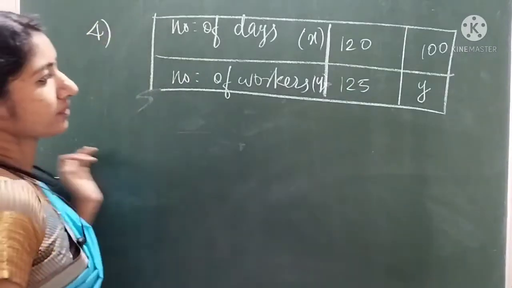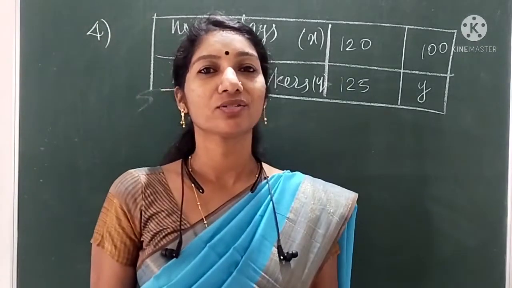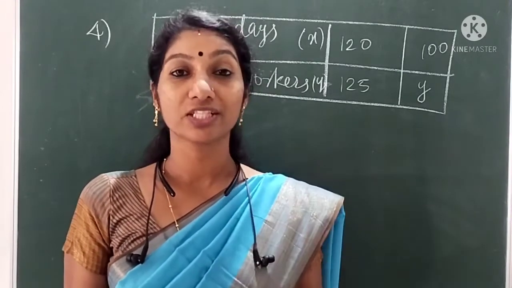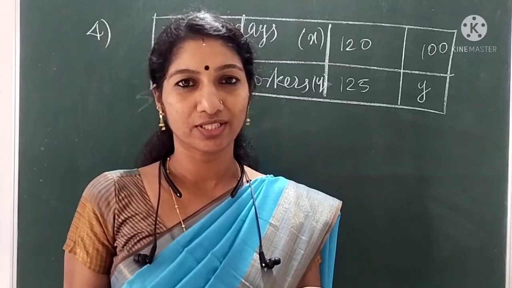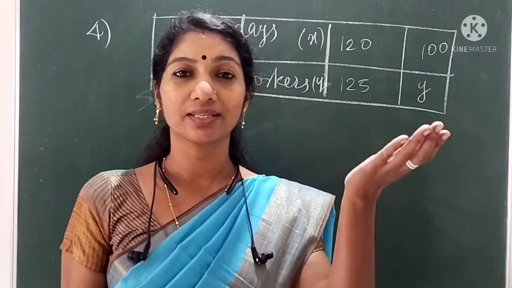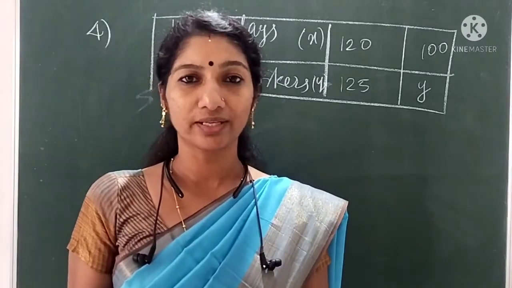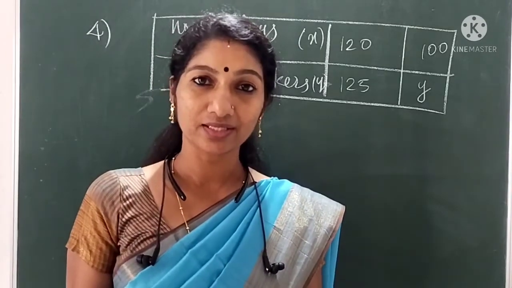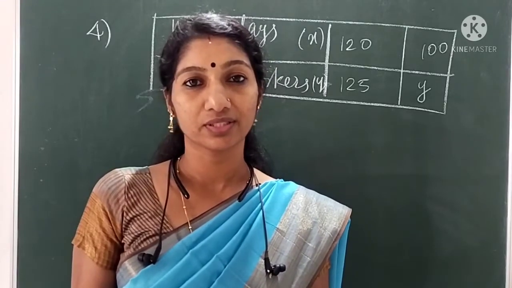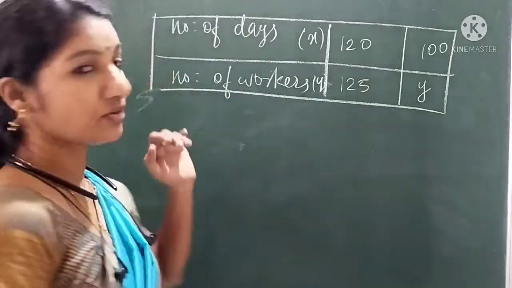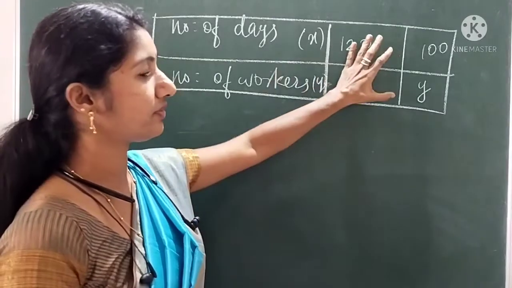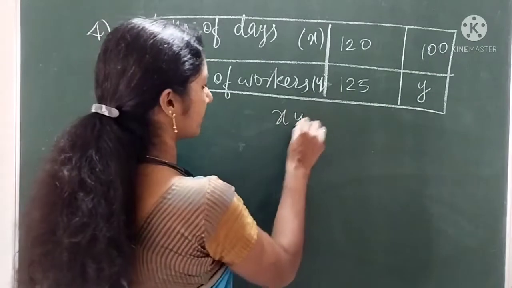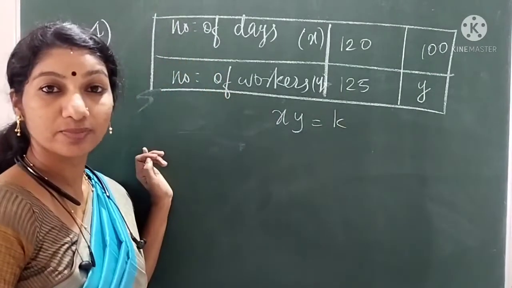Question number 4. Okay, and while reading the question, what you understood, what type of proportion it is? Direct proportion or inverse proportion? Of course, inverse proportion, right? Because if the number of workers is increasing, fewer days are required to finish the work. If the number of workers is less, more days are required to finish the work, isn't it? So this is inverse proportion. For inverse proportion, what will we equate? Their products are equal. XY is constant since it is inverse proportion.